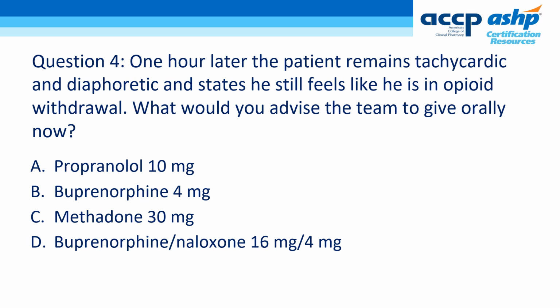Moving on to question 4. One hour later, the patient remains tachycardic and diaphoretic and states he still feels like he's in opioid withdrawal. What would you advise the team to give orally now? A, propranolol 10 milligrams, B, buprenorphine 4 milligrams, C, methadone 30 milligrams, or D, again, the combination product buprenorphine naloxone with 16 milligrams of buprenorphine and 4 milligrams of naloxone.